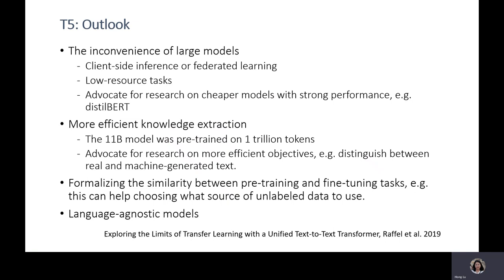And in their experiments comparing different pre-training objectives, they found different variants of BERT-style pre-training objectives didn't make much difference. So they suggested exploring entirely different ways of leveraging unlabeled data with more efficient knowledge extraction objectives. One example is a paper from Stanford using a GAN to distinguish between real text and machine-generated text. And they suggested formalizing the similarity between pre-training and fine-tuning tasks can help choose the best unlabeled data for pre-training. And at last, they called for more language-agnostic models.